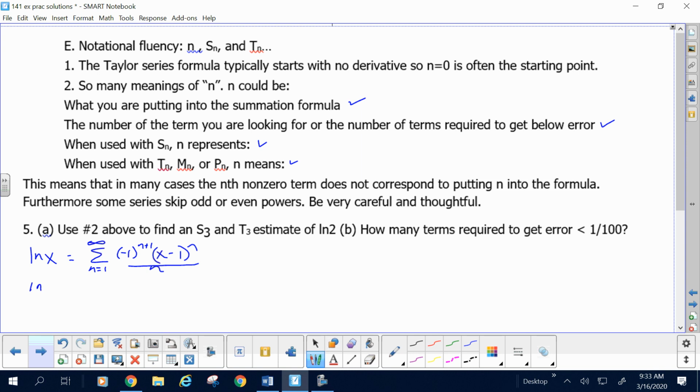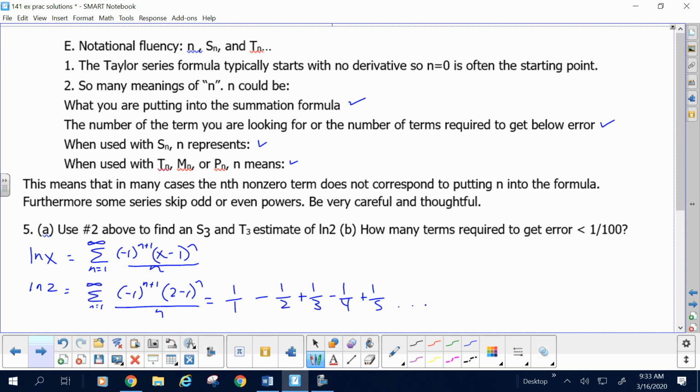Log of 2 would mean using the same idea, but instead of using an x, we use a 2. So the series would look something like this: 2 minus 1 to the n over n. Oh shoot, that's nice, because that means log of 2 is roughly equivalent to 1 over 1 minus 1 over 2 plus 1 over 3 minus 1 over 4 plus 1 over 5, and so on.